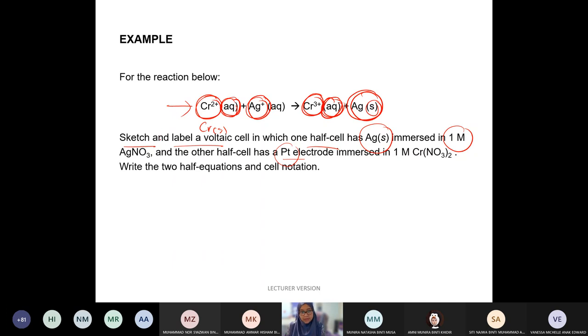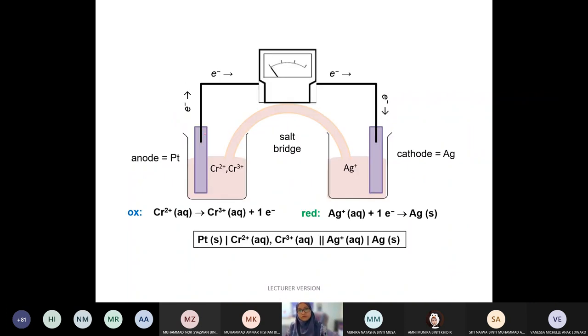Okay, and then you kena sketch and then label and then you have to write the two half equation and cell notation. Okay, jawab dulu satu-satu. So this is how you punya galvanic cell should look like. Okay, so anode, if you are asked to name the electrode that need to be used for the anode and cathode. Okay, since you dah identify tadi Cr2 plus becoming Cr3 plus, so you should be using platinum, bukan chromium. Okay, platinum solid. Tambah dekat situ kena ada solid. So you should not be using chromium, guys.